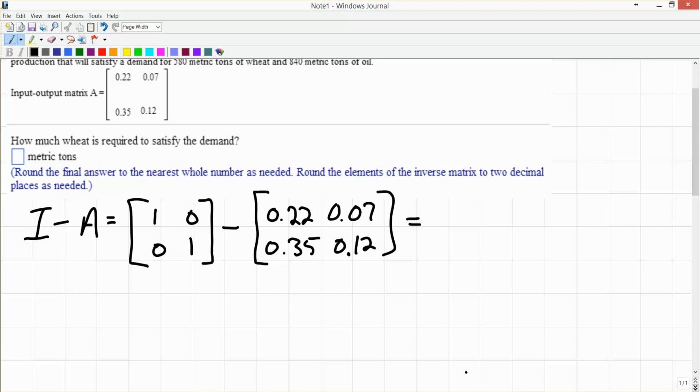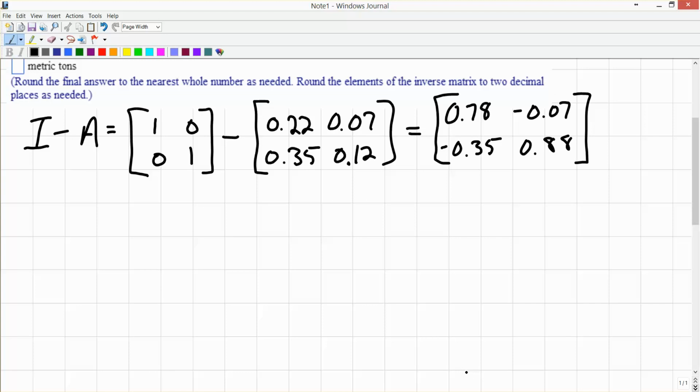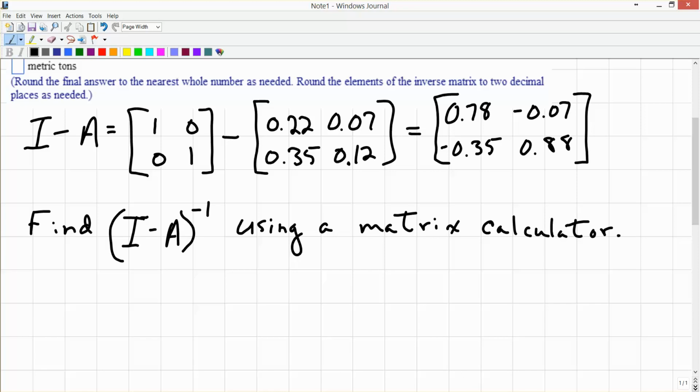Now that we've written this out, we go ahead and subtract corresponding elements. The given matrix in row 1 will be 0.78 and negative 0.07, and in row 2 will be negative 0.35 and 0.88. So the next thing we want to do is find I minus A inverse using a matrix calculator.